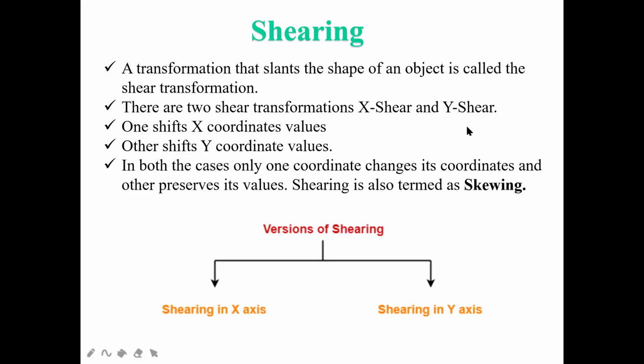In both cases, only one coordinate value will change, and it will preserve the other values. That's the reason we call shearing as skewing. You remember, this is your viva question: why call shearing as skewing? Because it changes only one coordinate value and preserves the other values. So here you can see the version of shearing, one in the x-axis, another one in the y-axis.